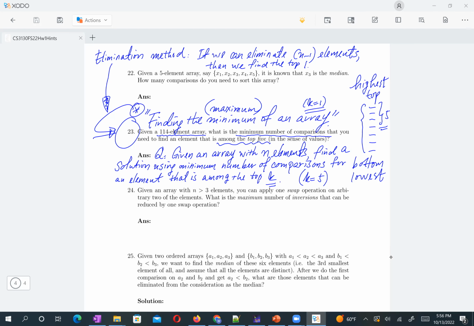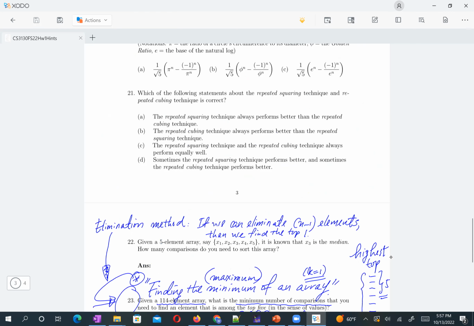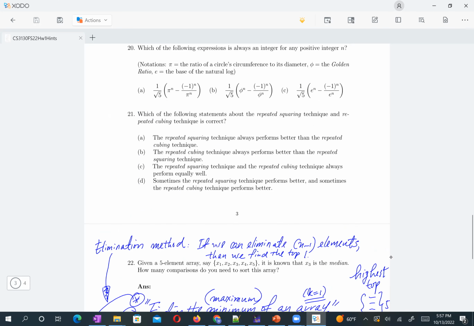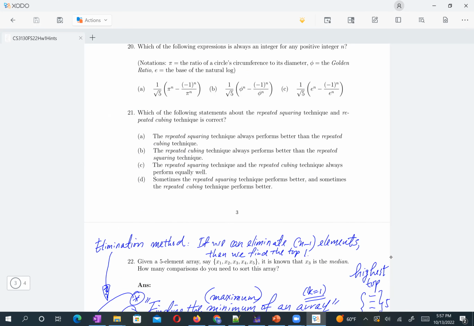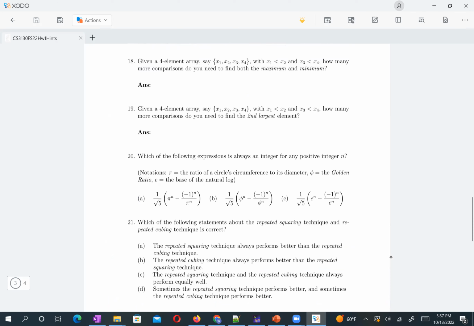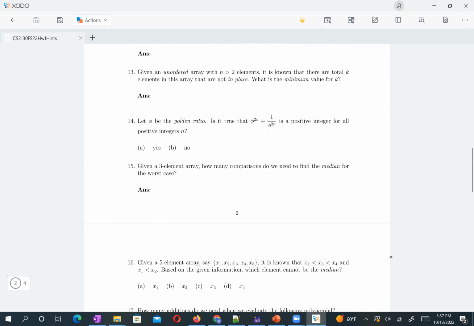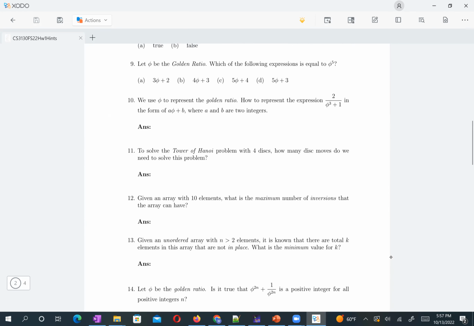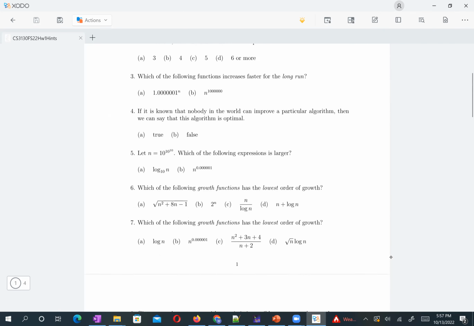Any other questions? Then I will start the explanation of the homework assignment here. There are still many challenging questions, so you really need to do some hard work to do well in this assignment.